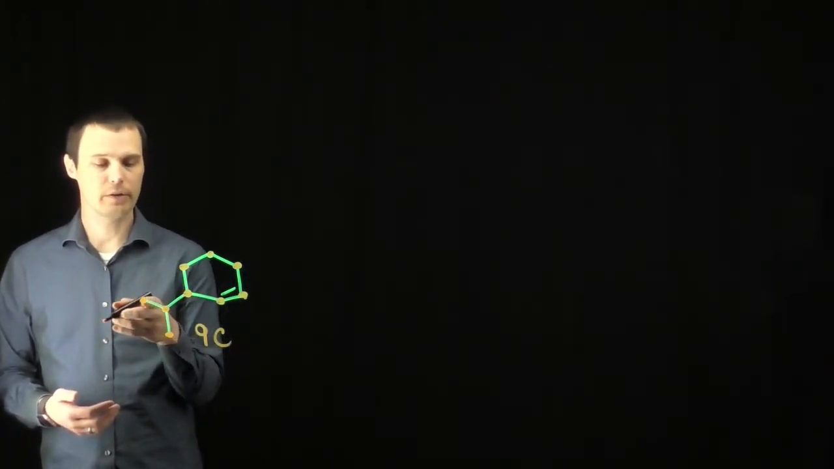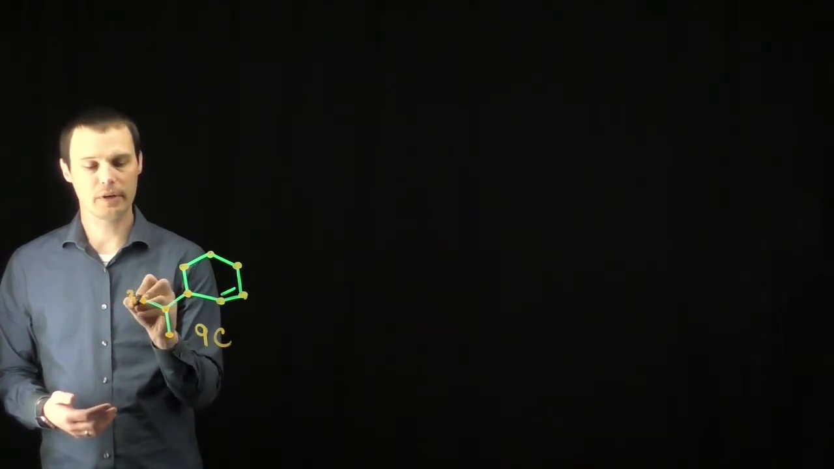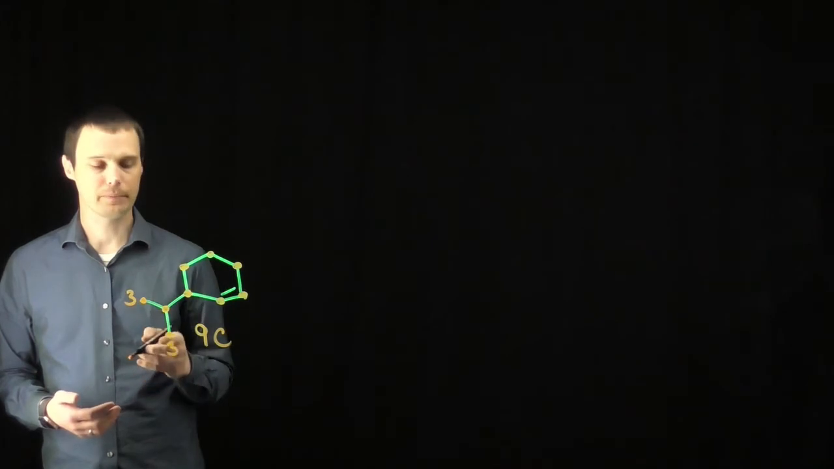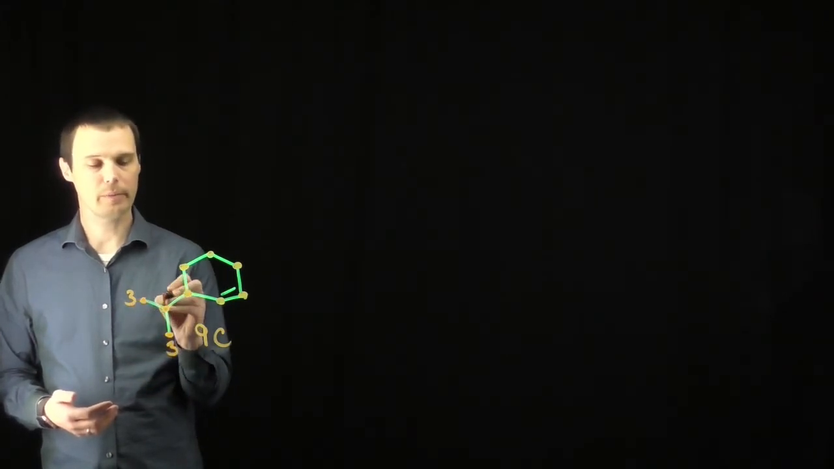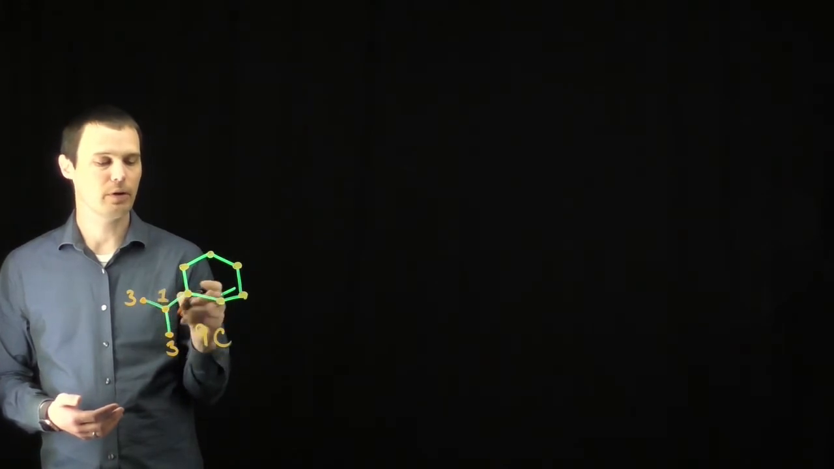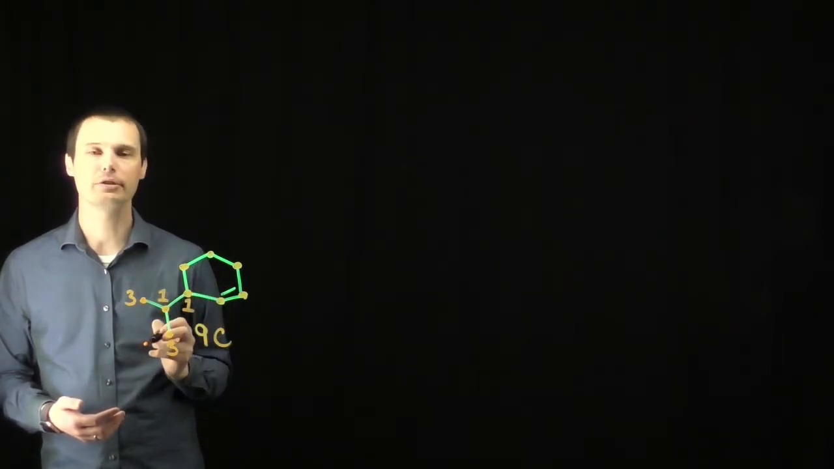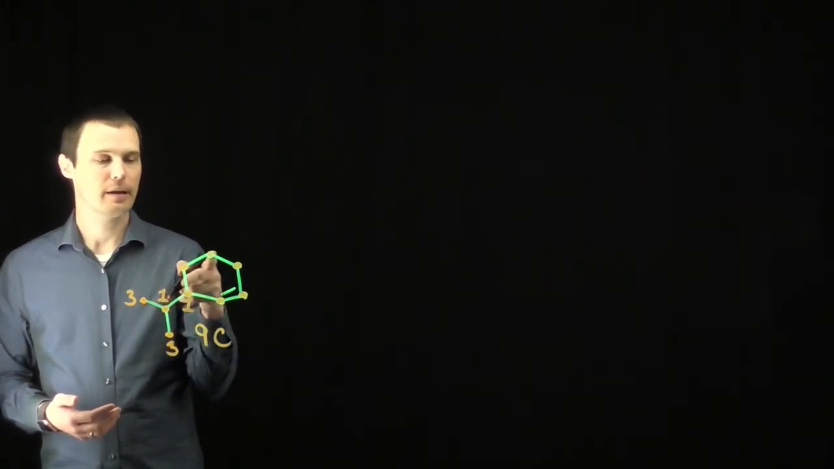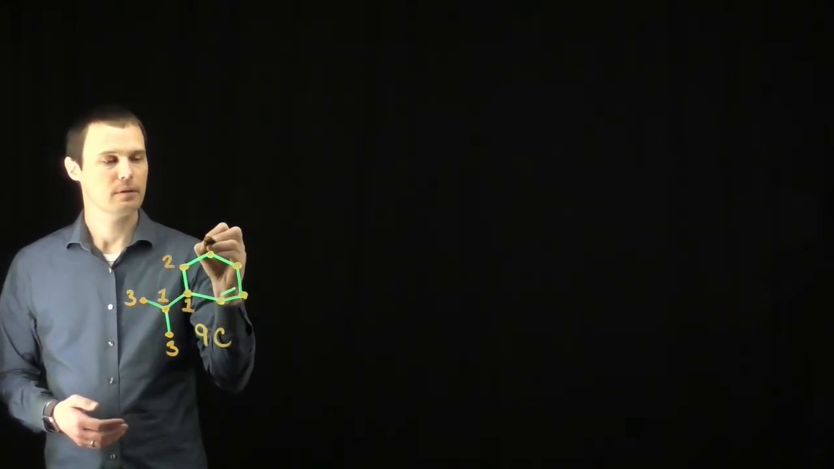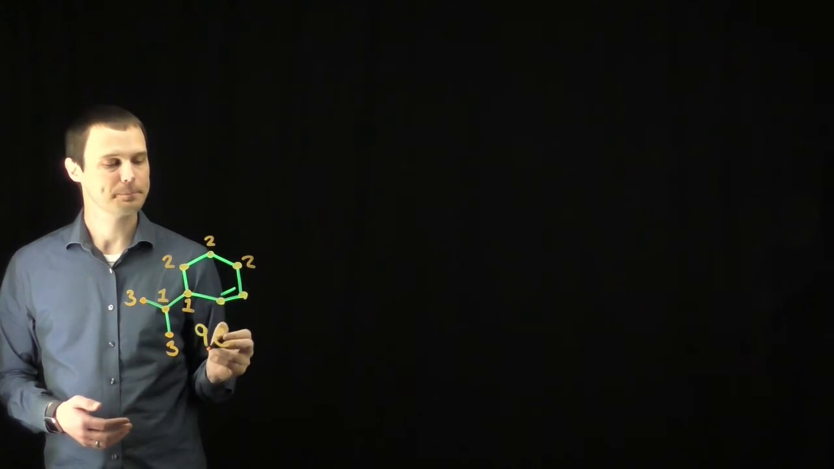This carbon is already involved in 1 bond, so there must be 3 hydrogens on this carbon. Similarly, 3 hydrogens on this carbon. This carbon is already involved in 3 bonds, so there's only 1 hydrogen here. Likewise, this carbon is already involved in 3 bonds, so it only has 1 hydrogen. This carbon has 2 explicitly drawn bonds, so there are 2 implied hydrogens. The same with this carbon and this carbon.